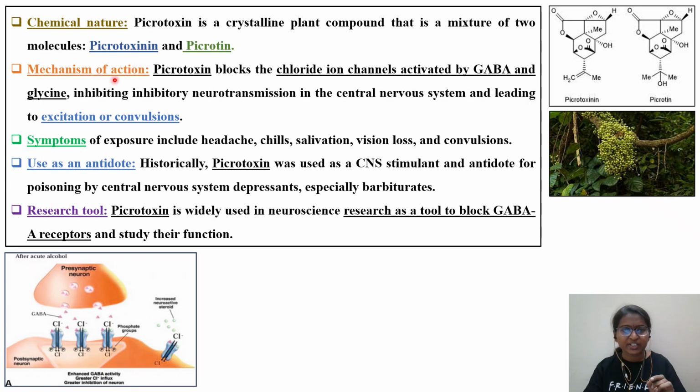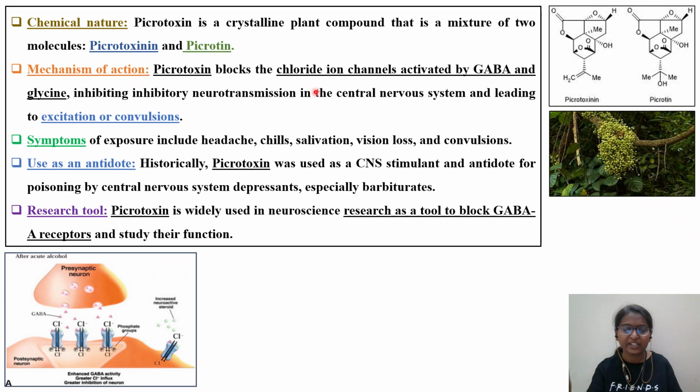As for the mechanism of action, picrotoxin blocks the chloride ion channels activated by GABA and glycine. You have to remember that GABA is the inhibitory neurotransmitter. GABA and glycine are the neurotransmitters which activate these chloride ion channels.